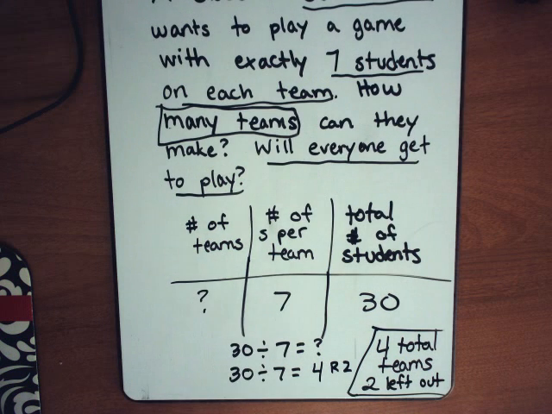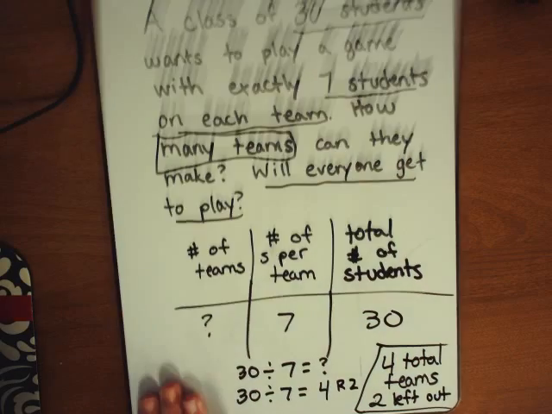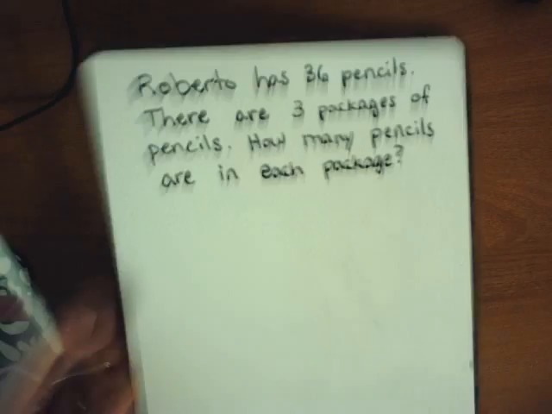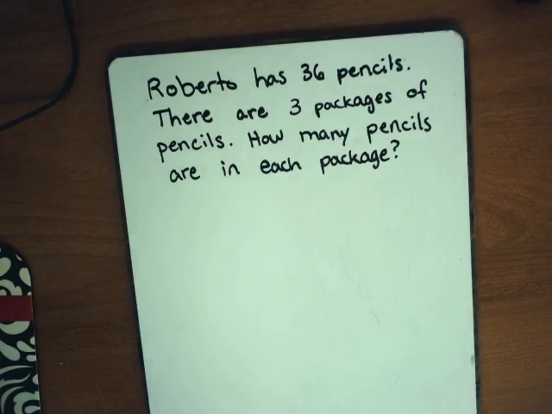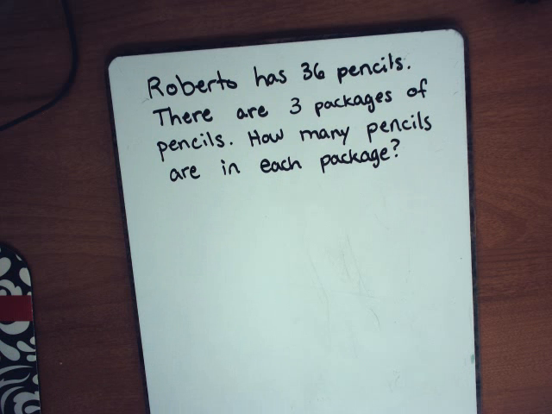Okay, so now I'm going to go ahead and put out another one for you to try on your own. So we have Roberto has 36 pencils. There's 3 packages of pencils. How many pencils are in each package? So go ahead and pause right here, draw the chart, solve your number model with a red number model with an unknown, number model with a known, your answer, and then you can unpause and check for understanding.